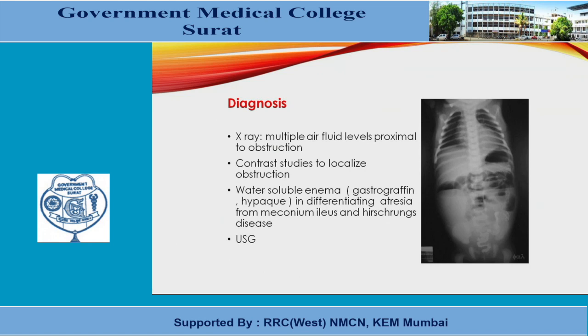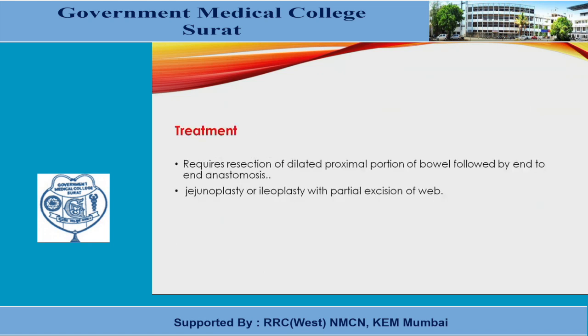Water soluble enema gastrography is useful in differentiating the atresia from meconium ileus and Hirschsprung disease, and ultrasound is needed. Treatment: they will require resection of the dilated proximal part of the bowel, followed by end-to-end anastomosis of the normal part of the intestine. Jejunoplasty or ileoplasty with partial excision of the web may be needed sometimes.